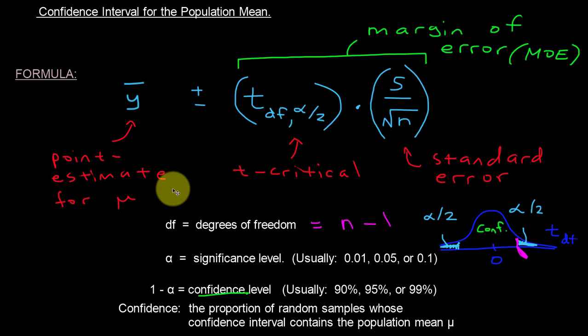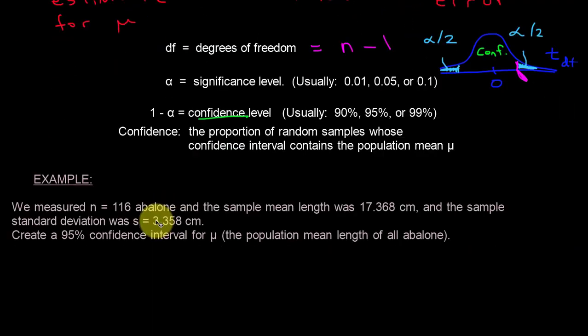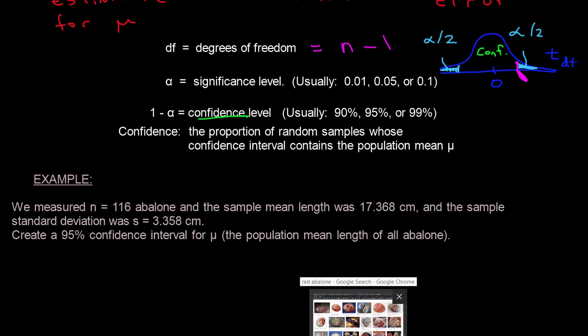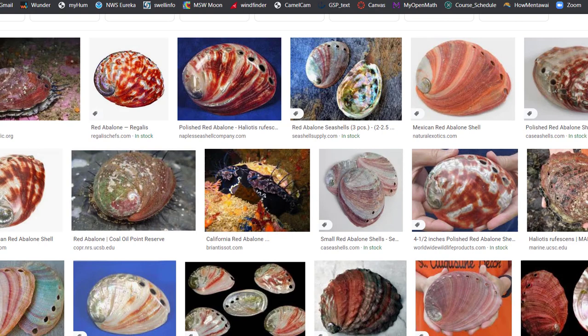Welcome back. So in this video, we're going to utilize this formula and create a confidence interval and see an example. I've got one loaded up down here. This is about abalone. And I'm not sure if you're familiar with abalone, but they are a really cool mollusk. And I'm going to show you a couple pictures here from the good old Google. This is the species red abalone, and they've got this really brilliant red shell.